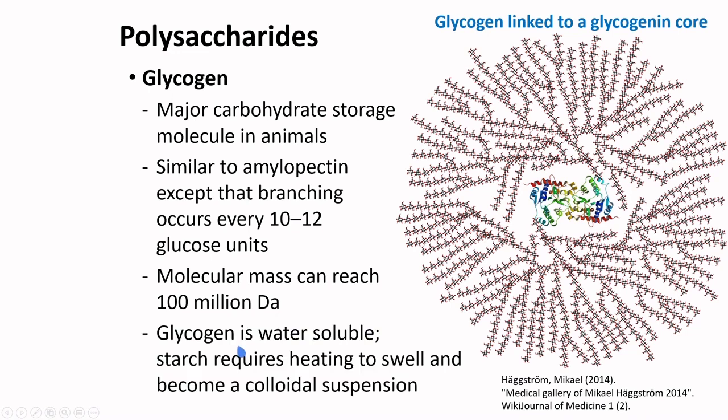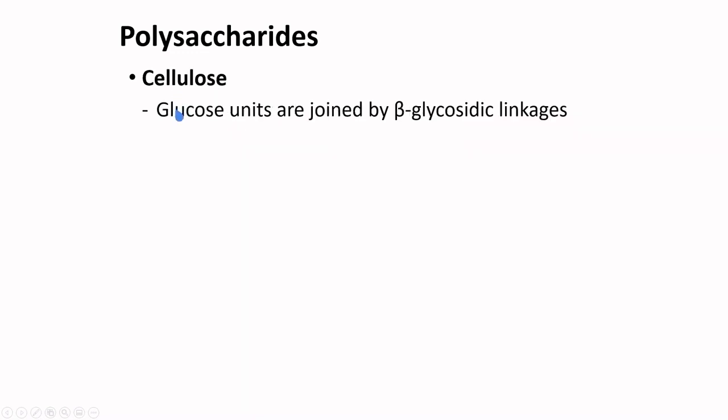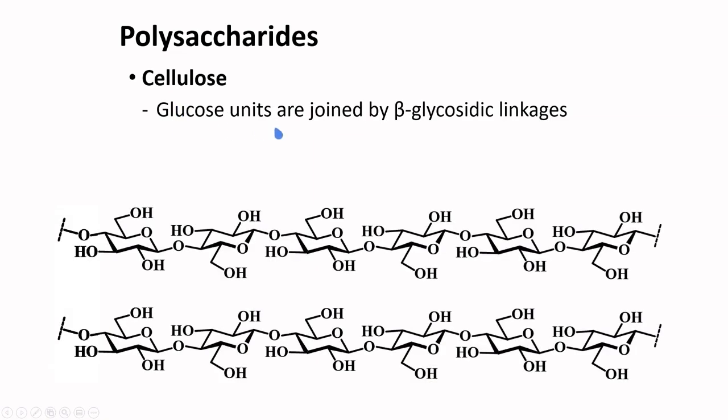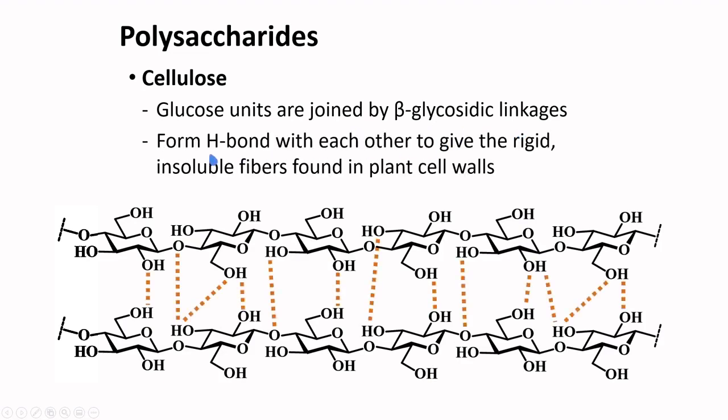Glycogen is water-soluble. Starch, on the other hand, requires heating to swell and become a colloidal suspension. Cellulose is a homopolysaccharide with glucose units that are joined by beta-glycosidic linkages. They form hydrogen bonds with each other to give the rigid, insoluble fibers found in plant cell walls.